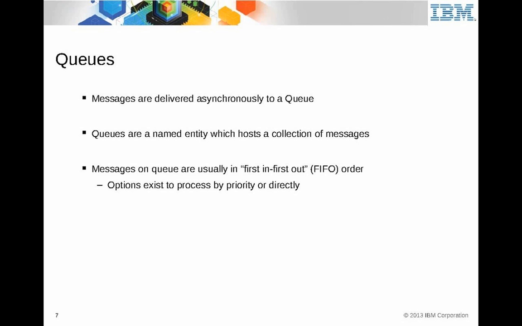In general, the messages on queues are first in, first out. However, you can set the queue to be delivered by priority. So you can set a higher priority message and a lower priority message. You can also, if you have a message ID, get the message directly regardless of the type of order that's on the queue.